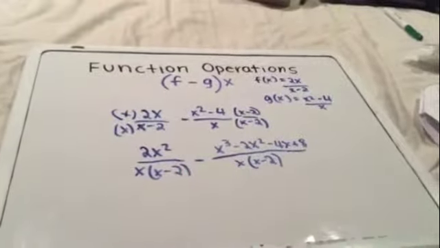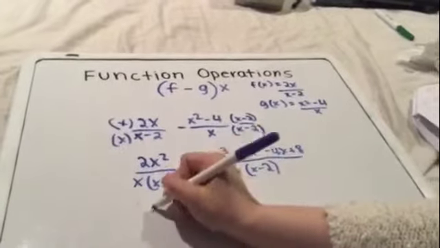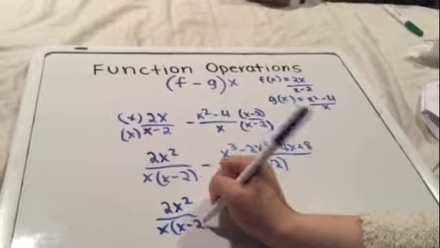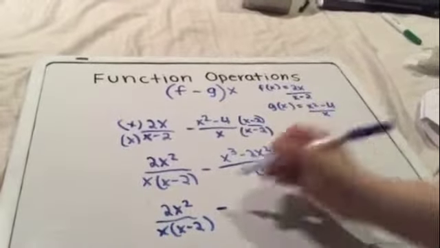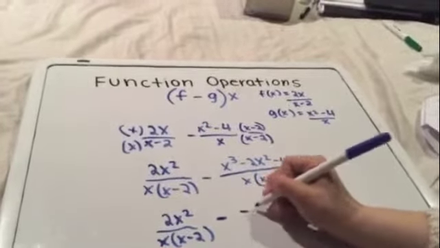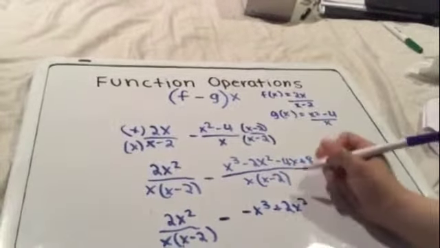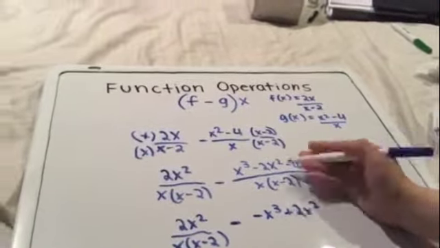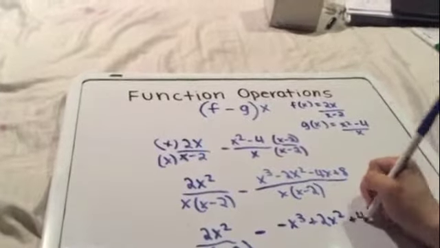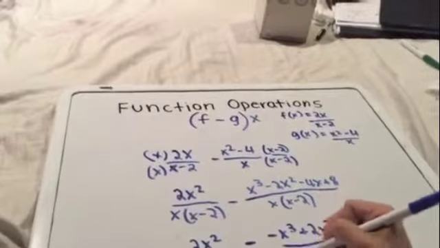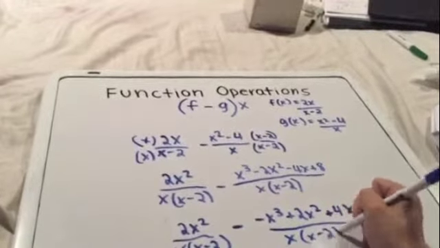Now, we're going to distribute the negative. Keep the first part the same, 2x squared over x times x minus 2. We have a negative here, but we're going to distribute it here. So we're going to get minus x to the third plus 2x squared, because a negative and a negative will create a positive, plus 4x minus 8 over our common denominator of x times x minus 2.